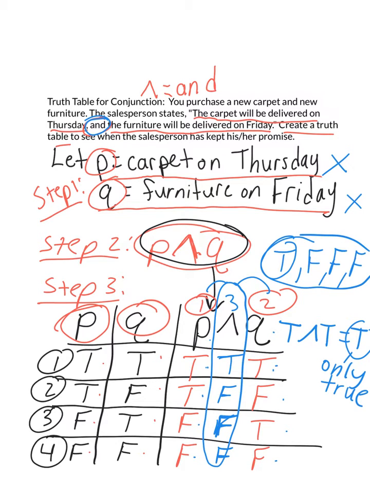However, if you look at all the other rows, if you have at least one F, so if you have one or two F's around an up arrow, the final answer is going to be false.